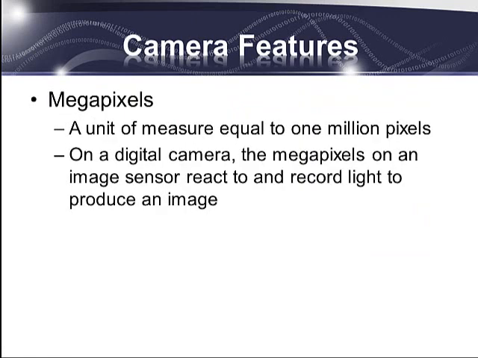Megapixel is a unit of measurement equal to 1 million pixels. On a digital camera, the megapixels on an image sensor react to and record light to produce an image. The number of megapixels indicates the maximum image resolution of a camera.